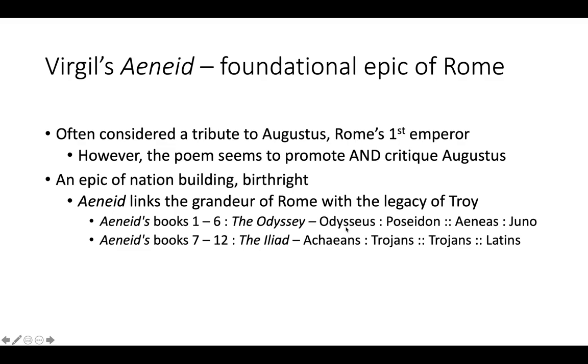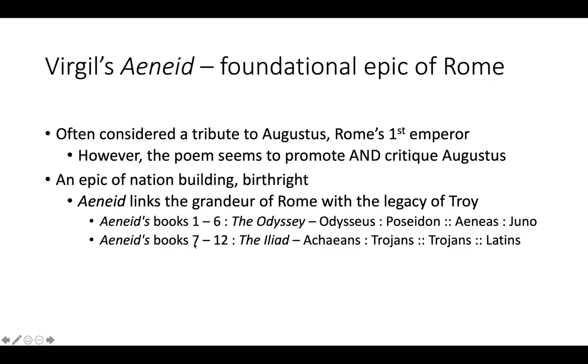In the Odyssey, Odysseus is cursed by Poseidon, because we remember that Odysseus blinds Poseidon's son, Polyphemus. In the Aeneid, Aeneas is cursed to wander because of Juno. Hera is the Greek goddess, and Juno is the Roman goddess. Juno hates Aeneas. Remember that Hera always hated Troy. She was always on the side of the Greeks. Aeneas is a Trojan, so in the Roman version, Juno hates Aeneas, and she doesn't want him to found Rome.